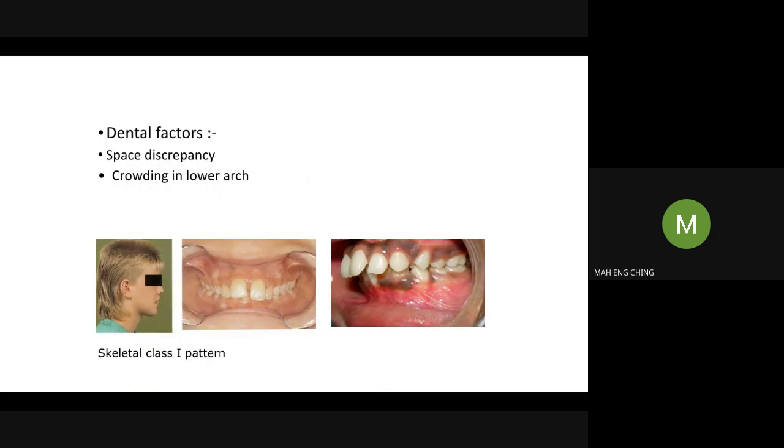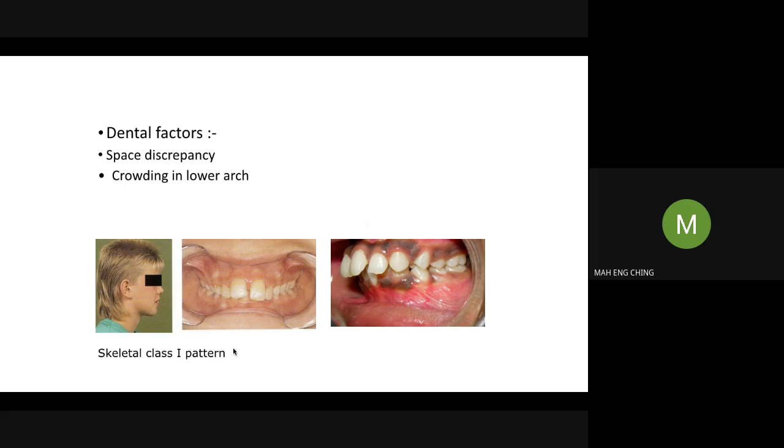So dental factor. We talked about skeletal, maybe the skeletal upper maxilla is too long or the lower mandible is too short. Then the second reason can be due to dental factor. Usually it's a space discrepancy, which means crowding, mainly in the lower arch. It means the upper is well aligned or sometimes spaced, then the lower is crowded.